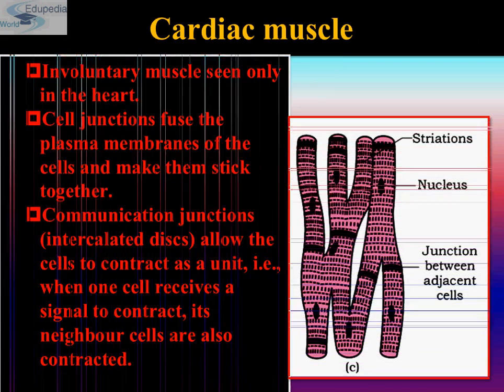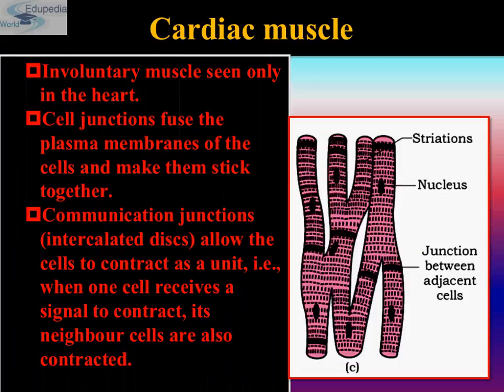Now comes cardiac muscles. Cardiac muscle tissue is a contractile tissue which is present only in the heart. Remember students, I have taught you that cardiac muscles are present in the heart when I taught you the heart structure. So they are very contractile in nature, and cell junctions fuse the plasma membrane of the cardiac muscle cells and make them stick together, just like this, that they both are stuck together.